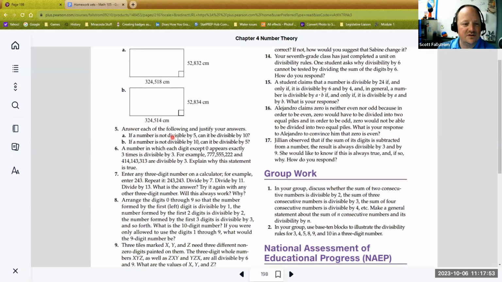Number 5, if a number is not divisible by 5, can it be divisible by 10? If it's not divisible by 10, can it be divisible by 5? Great questions because it's talking about those if-then statements again. Okay.